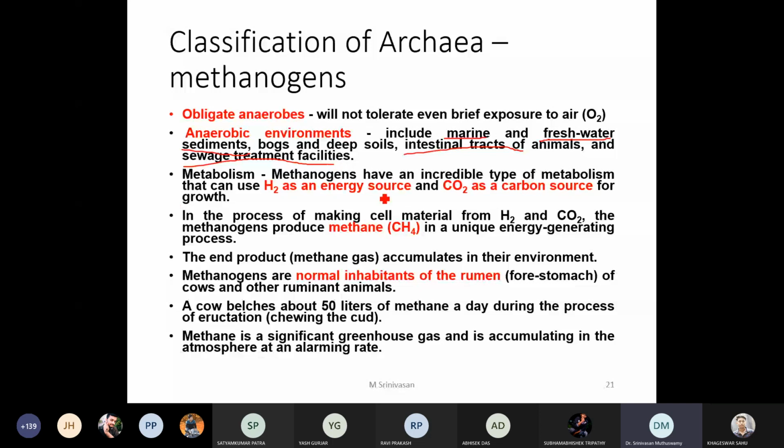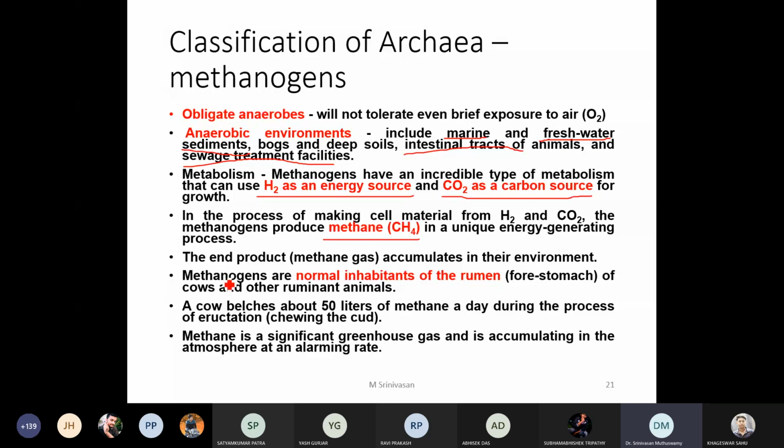Okay, and how do these bacteria metabolize? They use hydrogen as an energy source, and CO2, whichever is available in the growing media, as a carbon source. They are autotrophs, and they use hydrogen as an energy source. In the process of metabolizing this hydrogen and CO2, they produce methane, which is released as a gas from the growth environment. And the methanogens are normal inhabitants of animals.